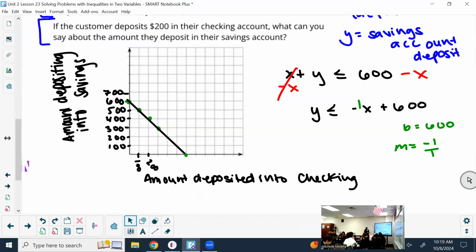Table 4, can you tell me? If the max they could deposit into either is 600, should I shade above or below my line? So I could show that they can deposit 700. Below. Does that not make sense, class? If my maximum is 600, can I deposit more than 600?